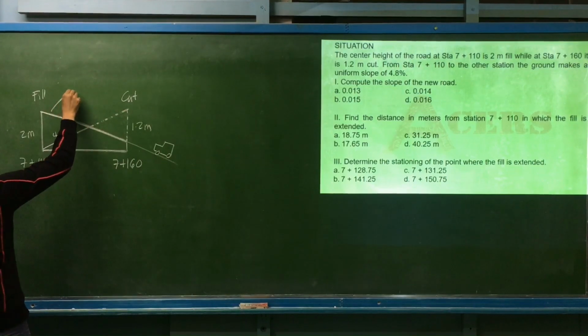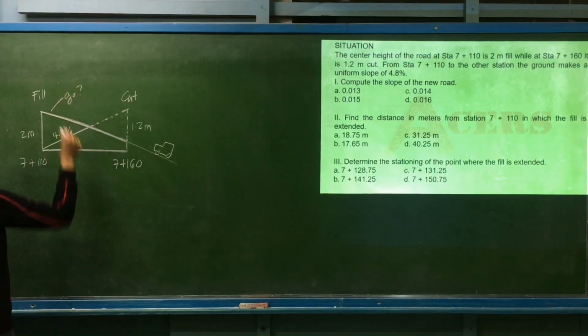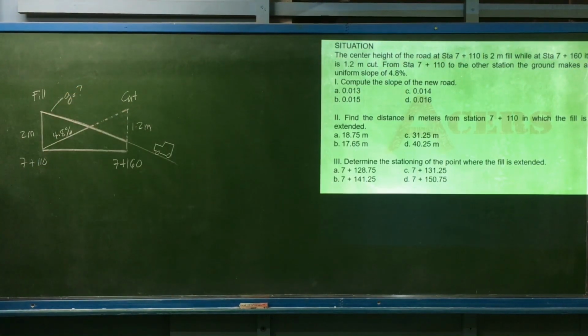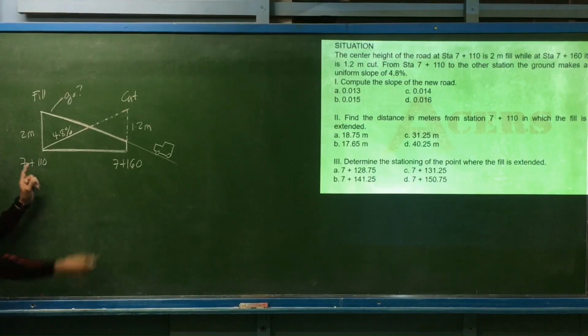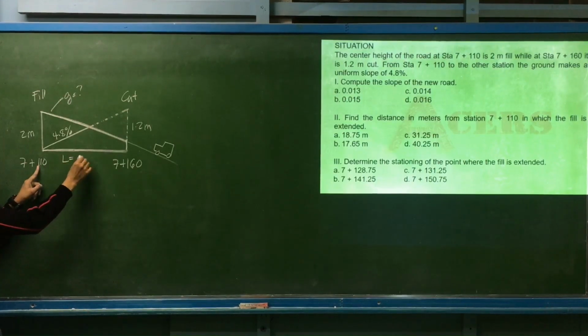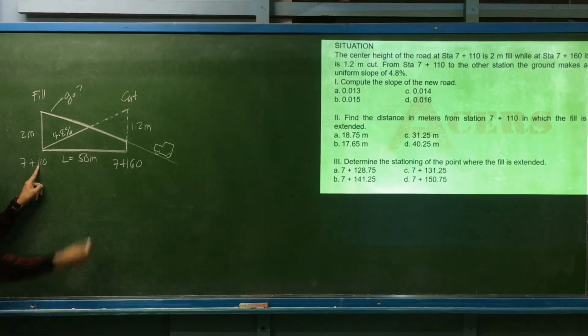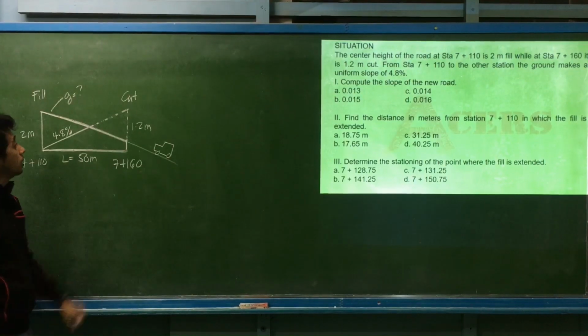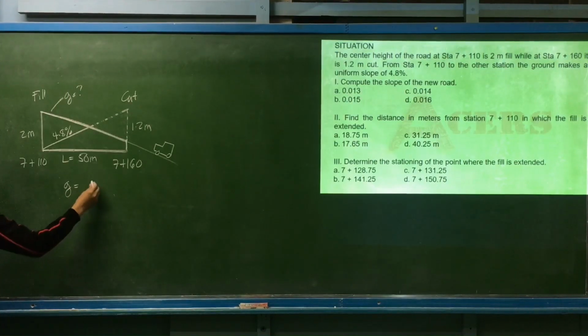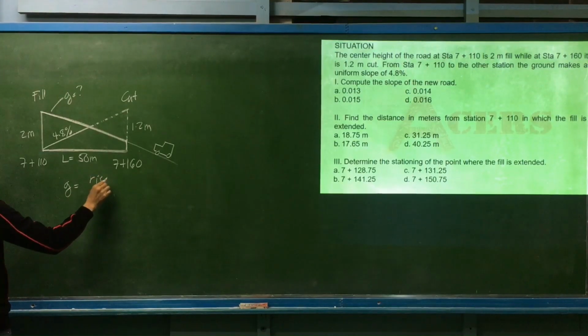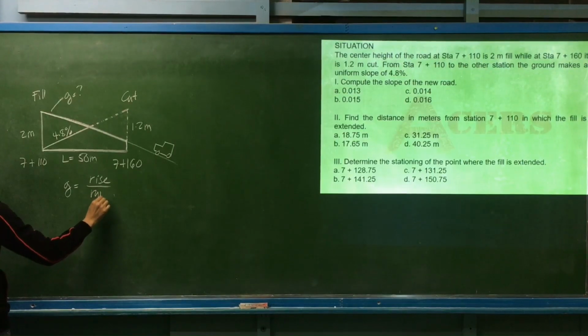So, ito yung ating new road. Ano ba yung kanyang panibagong slope? So, first is, i-observe natin, ano ba yung difference in distance or difference in stationing? 160 minus 110. This is the same as 50 meters. Okay? So, 50 meters. So, 4.8%, basically G, or that is the grade, is slope. That is basically rise over run.